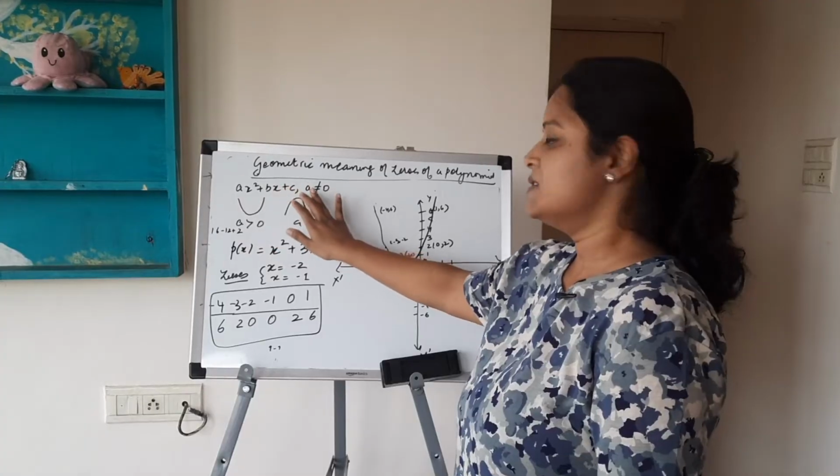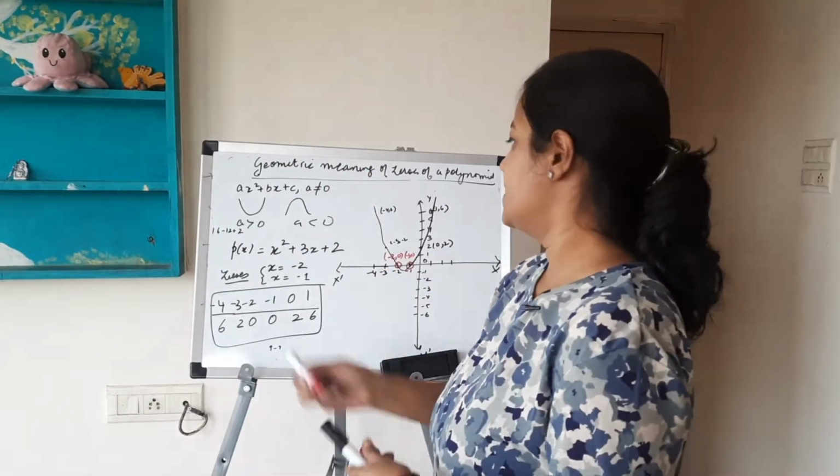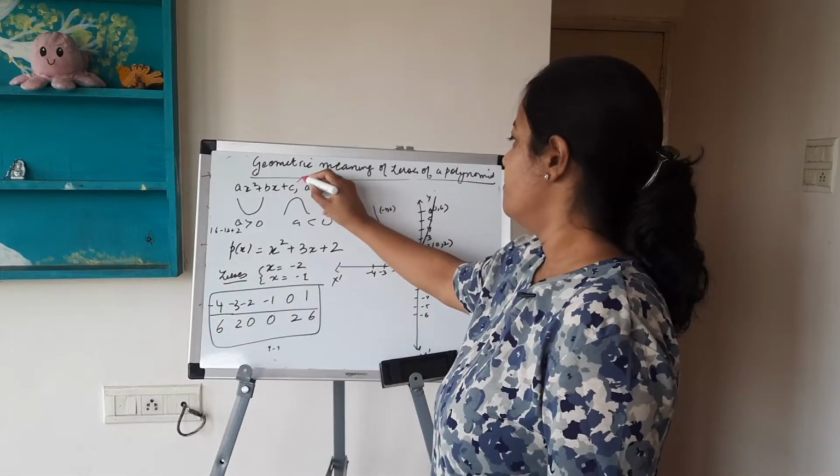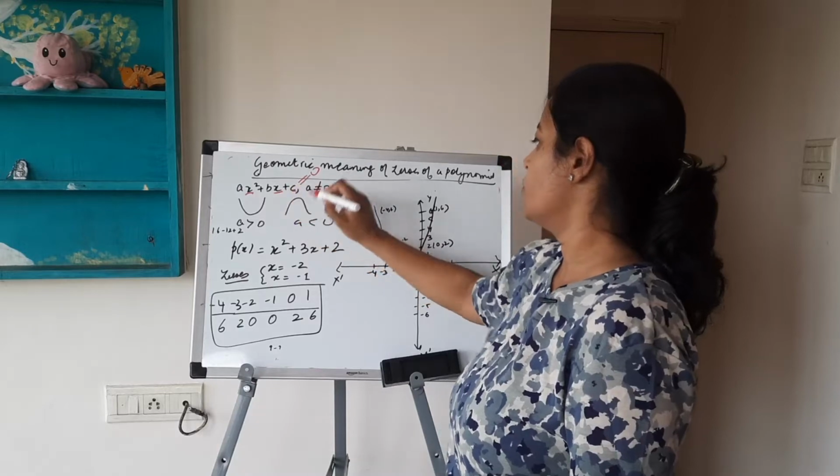ax square plus bx plus c equal to 0, where a is not equal to 0. What will be the 0 of this polynomial essentially would be when we equate it to 0 and the value of x when this becomes 0.